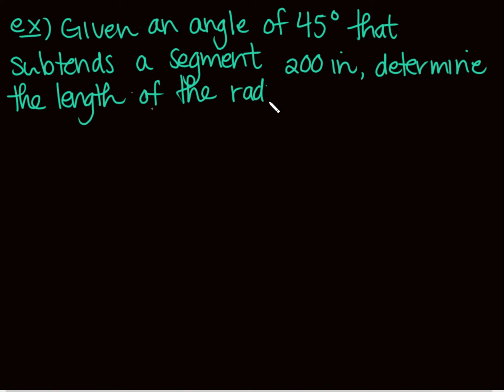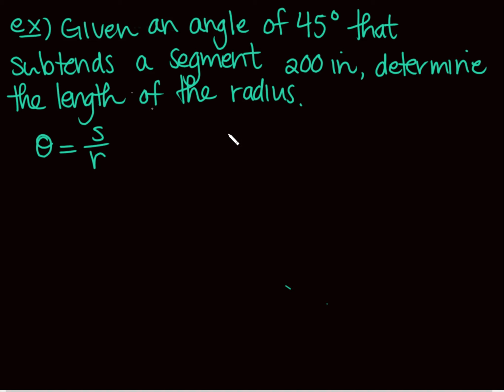Some books will take this theta equals S over R and give you three different equations to memorize: one where S is by itself, one where R is by itself, and one where theta is by itself. Don't do that. Just memorize that theta is S over R, then see what you're given and what you want to know, and solve from there. So what do we know?